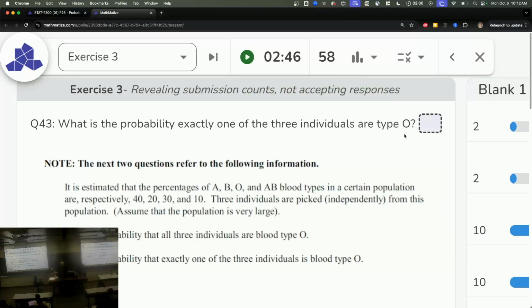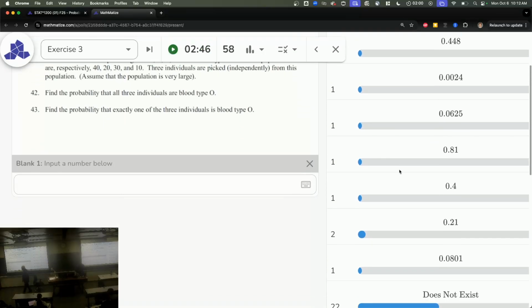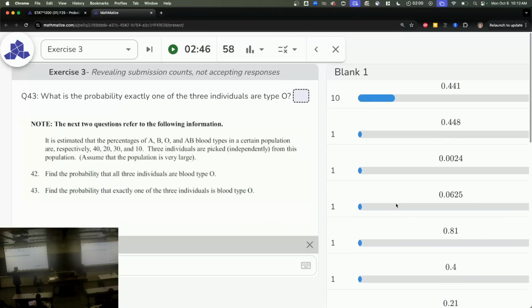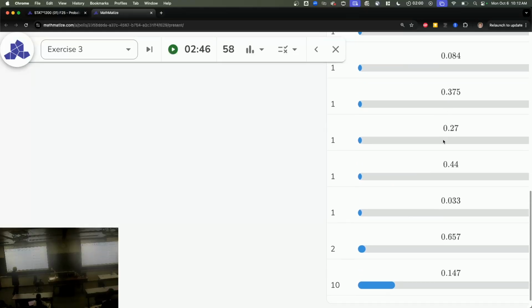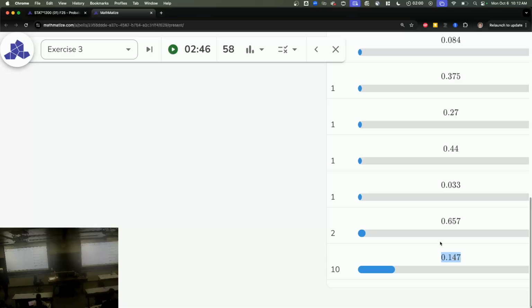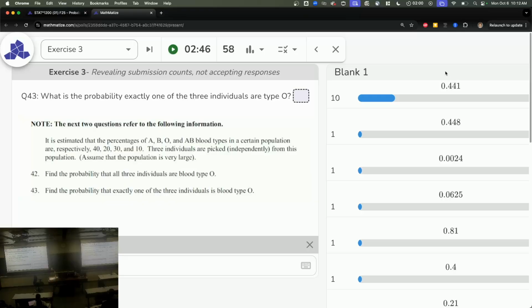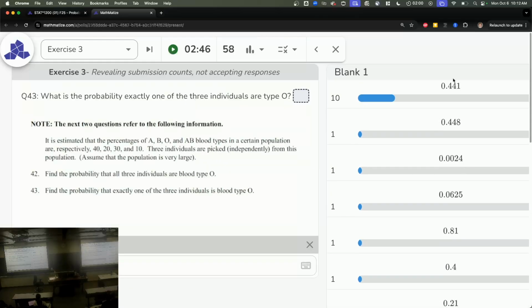Reveal counts. Okay. Most common answer, 0.441. Second most common answer does not exist. 0.441, 0.147, also popular. Ooh, this is great. What is the relationship between 0.441 and 0.147? What's the relationship between these two numbers? If you take 0.147 and you multiply by 3, you get 0.441. So in other words, there's a split in the most common answer. Some people think it's 0.147, and some people think it's 3 times 0.147, which is 0.441. Who is right?